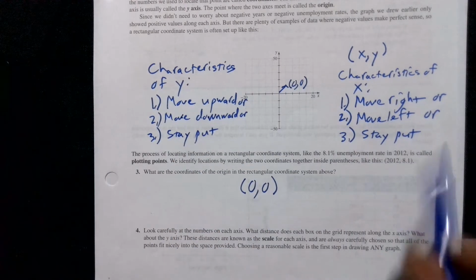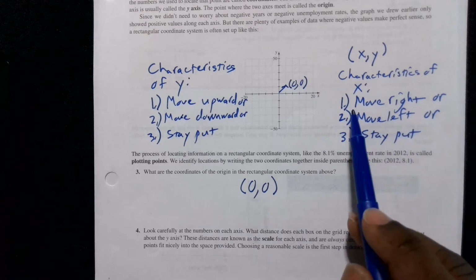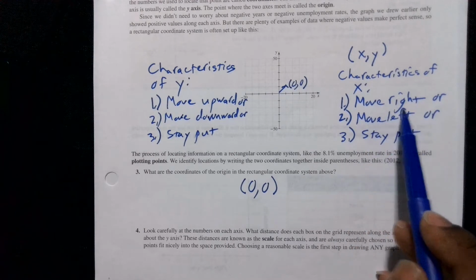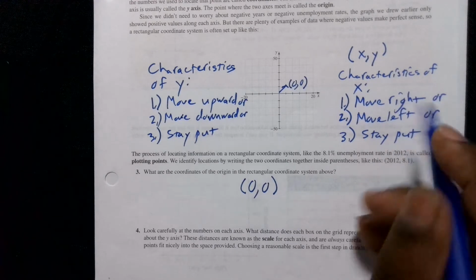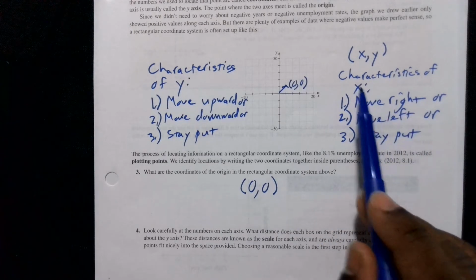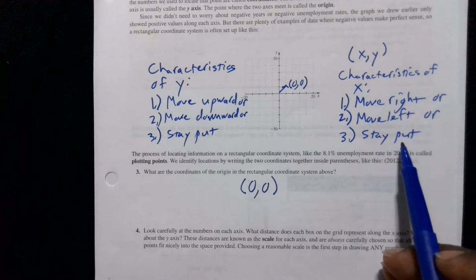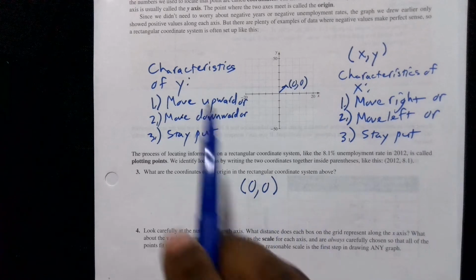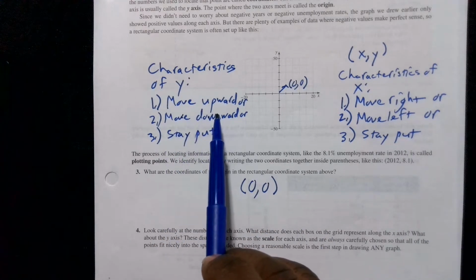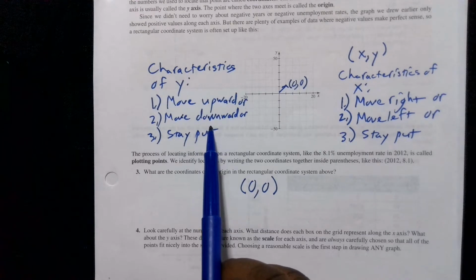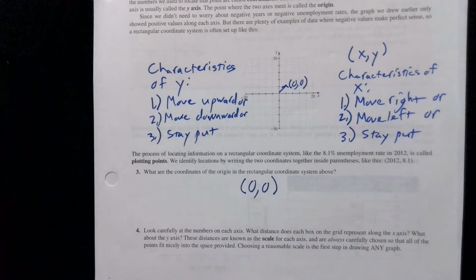Now, in talking about these characteristics, for the characteristics of x, if you move right, that means that x is positive. You may want to write that out. If you move right on the x-axis, that means x was positive. If you move left on the x-axis, that means x was negative. Or if you stay put, that means x was equal to 0. Okay, so now with the y values, if you move upward, that means y was positive. If you move downward, y was negative. And if you stay put, that means y was 0. And whenever you plot a point, you always go back to the origin. Once you plot a point, you always got to go back to the origin.